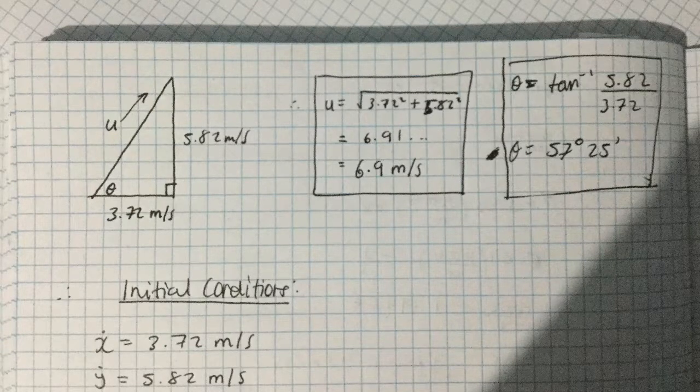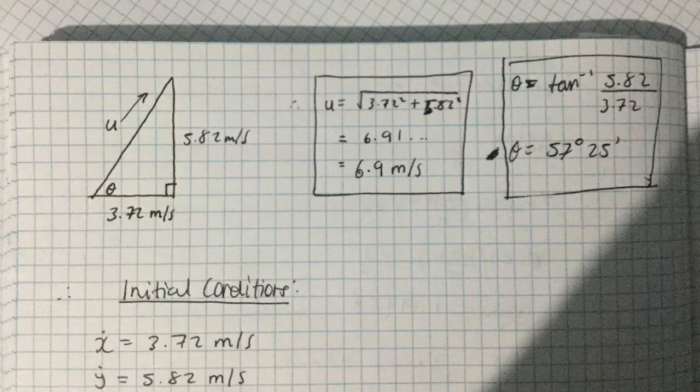Okay guys, so what you're seeing is a right angled triangle which I drew up to calculate my initials. As you can see, I've got my initial velocity on the x and the y, so you've got 3.72 on the x and 5.82 on the y, and I use this to calculate my initial velocity through the square root of x dot squared plus y dot squared, which is just the formula, and I got 6.9 meters per second. Also I used the x dot and the y dot to calculate my angle through the tan formula, and I got 57 degrees and 25 minutes.